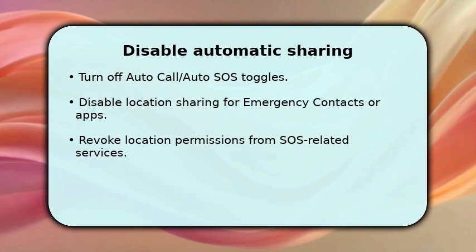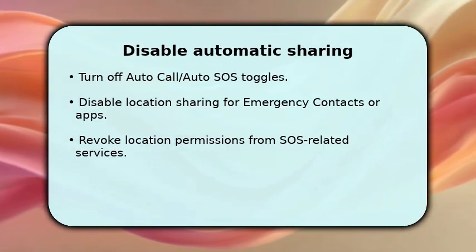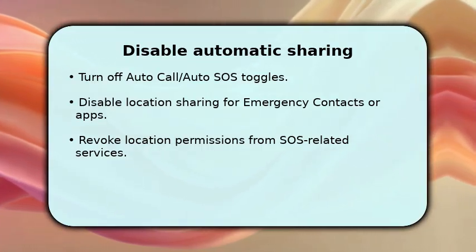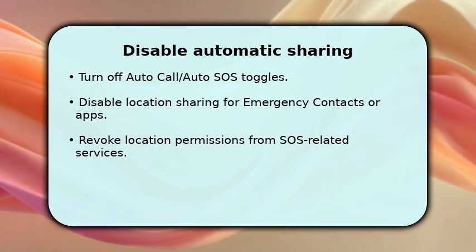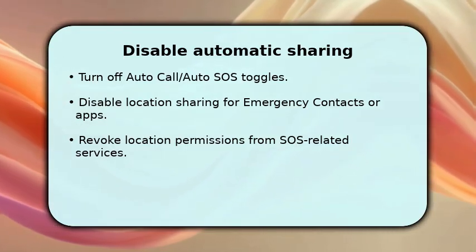Next, focus on the automatic sharing controls. Toggle off auto call or auto SOS so the device won't initiate alerts without your confirmation. Then, find emergency contacts or share during SOS and switch location sharing off. This stops sending live coordinates.